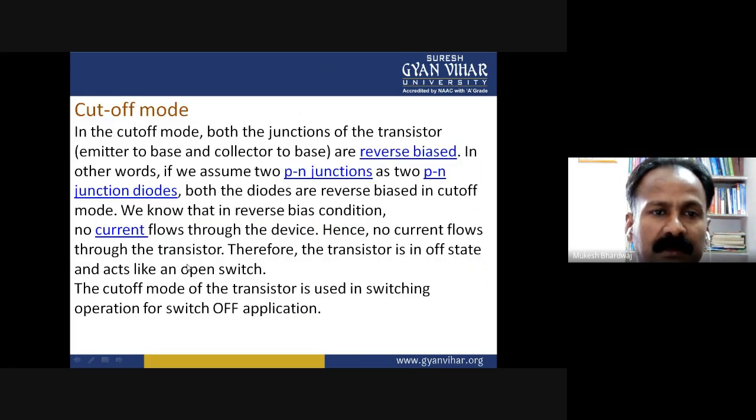Cutoff mode. In the cutoff mode, both the junctions of the transistor, emitter to base and collector to base, are reverse biased. In other words, we assume two PN junctions as two PN junction diodes. Both the diodes are reverse biased in cutoff mode. We know that in reverse bias condition, no current flows through the device. Hence, no current flows through the transistor. Therefore, the transistor is in the off state and acts like an open switch. The cutoff mode of the transistor is used in switching operation for switch off applications.